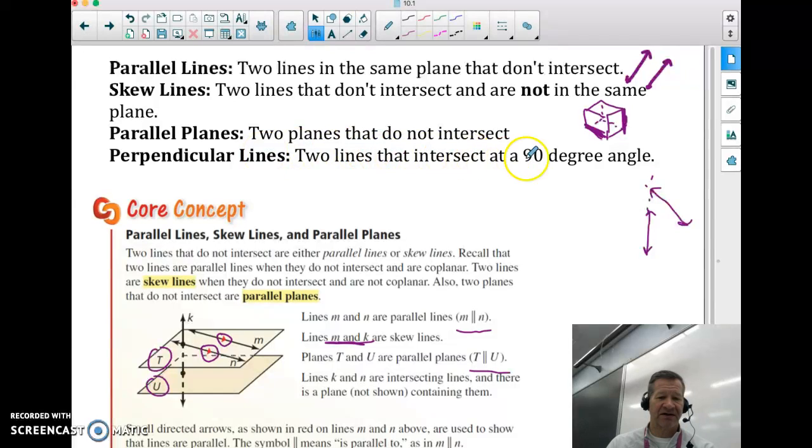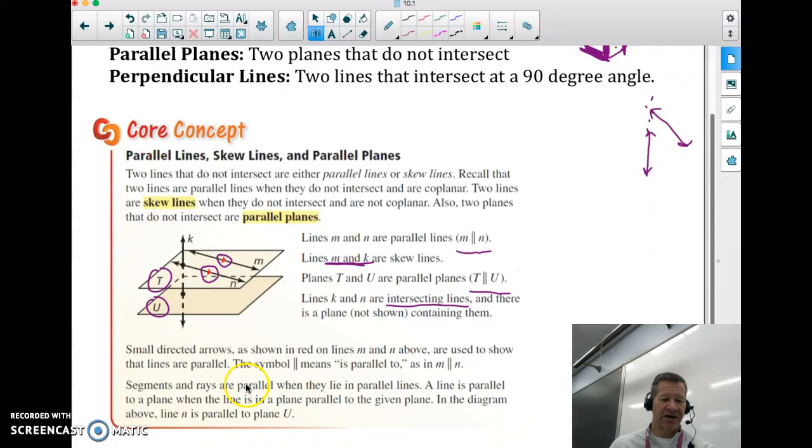Last, perpendicular lines are lines that intersect at a 90-degree angle. So lines that intersect at a 90-degree angle, that would be like this side of the box and this side of the box. They make a 90-degree angle. On our picture, it appears that K and N are definitely intersecting, and it looks like they would make a 90-degree angle, but it's hard to tell for sure and we don't want to assume it. We can say they definitely intersect, but we're not 100% sure that they make a right angle. So those are the four things that we want you to know: parallel lines, perpendicular lines, skew lines, and parallel planes.